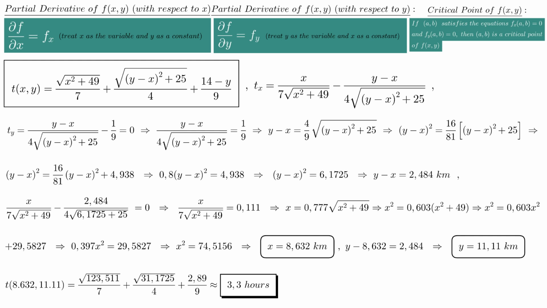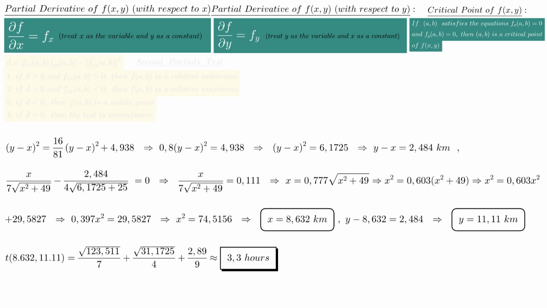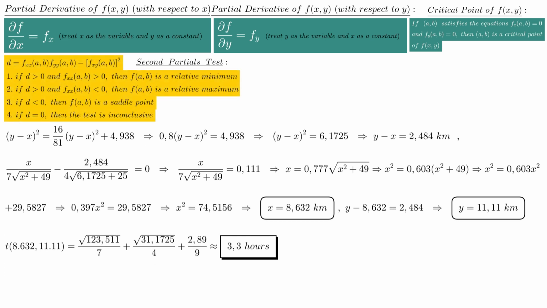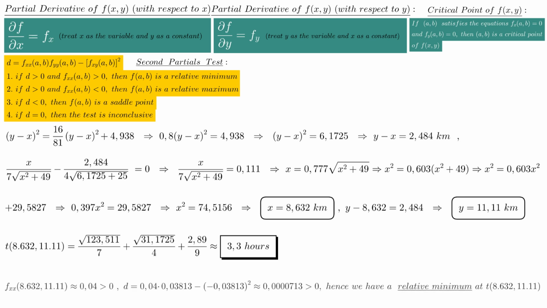Let's just quickly verify that this is indeed the relative minimum of this function. We'll apply the second partials test. We calculate this quantity here, D equals f_xx(a,b) times f_yy(a,b) minus f_xy(a,b) squared. And if D is above 0 and f_xx(a,b) is above 0, then f(a,b) is a relative minimum, which is the case here. So this is indeed our minimum. So that's all she wrote, my friends. That's our answer: 3.3 hours.